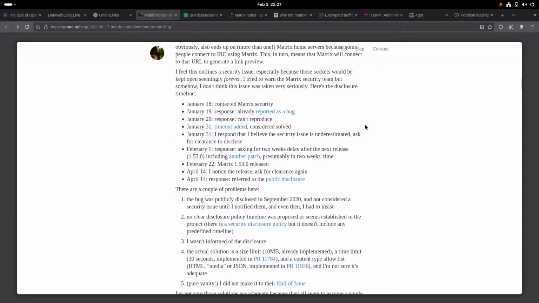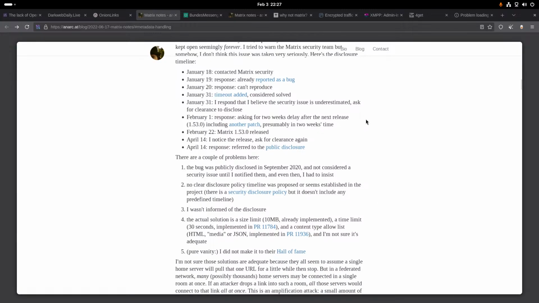Here's the disclosure. I contacted the Matrix security team on January 18th. Response: already reported as a bug. Response: can't reproduce, timeout added, considered solved. I responded that I believe the security issue is underestimated, and asked for clearance to disclose. February 1, I responded asking for a two-week delay after the next release, including another patch presumably in two weeks' time. Matrix released. I noticed the release and asked for clearance again. The response referred to the public disclosure.